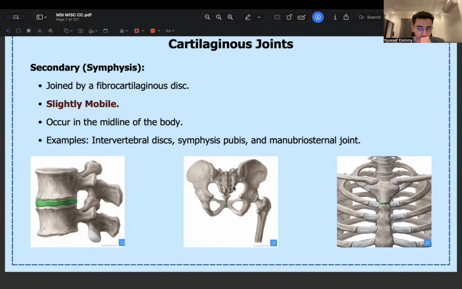So they allow a slight movement. For example, in the manubriosternal joint, whenever the rib cage expands and whenever you breathe, this joint slightly moves. And we have also the pubic symphysis, especially during pregnancy and delivery. It also slightly moves and expands. And finally, the intervertebral discs also slightly move during movement to allow a more flexible trunk.